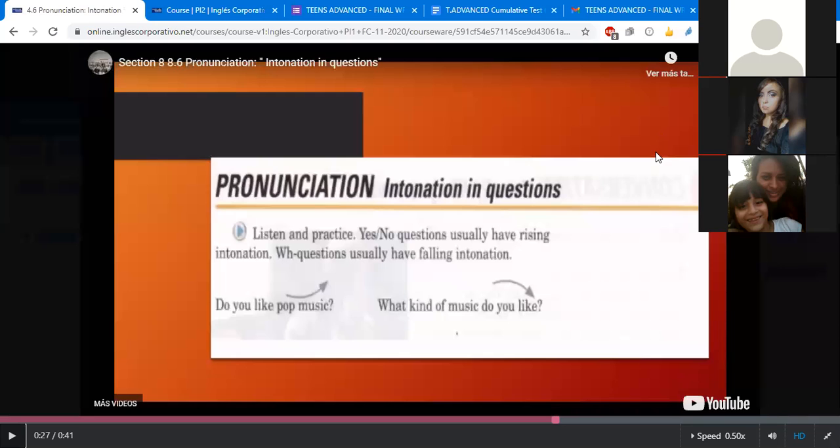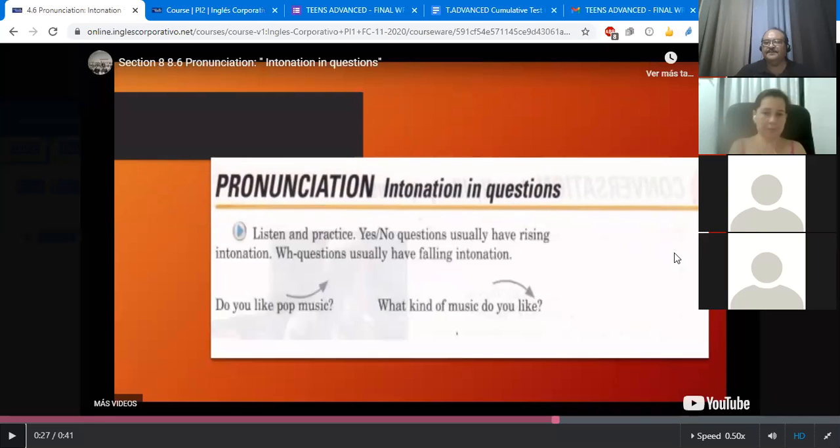Robert? Yes, teacher. Can you please read the two sentences? Okay. Do you like pop music? What kind of music do you like? Okay, very good. Nice. And let's see, who else do we have here?